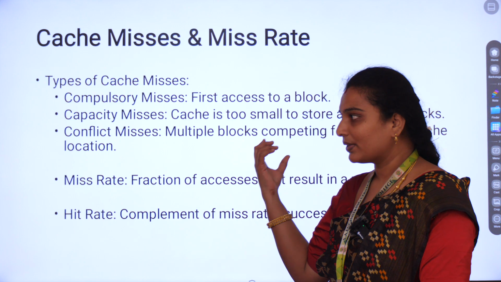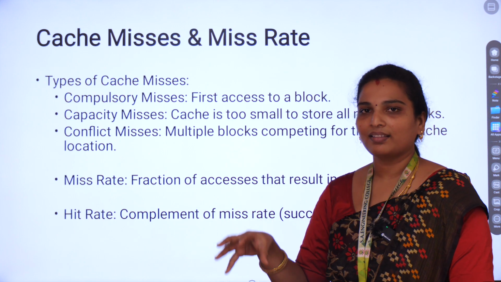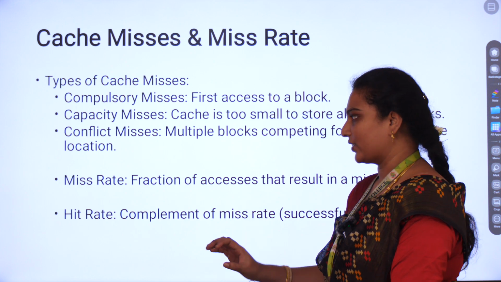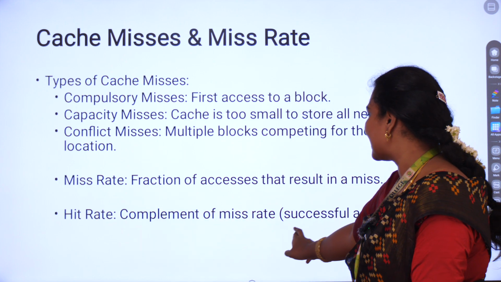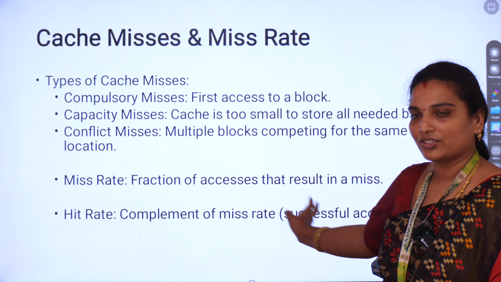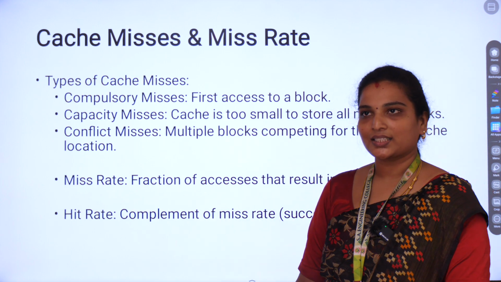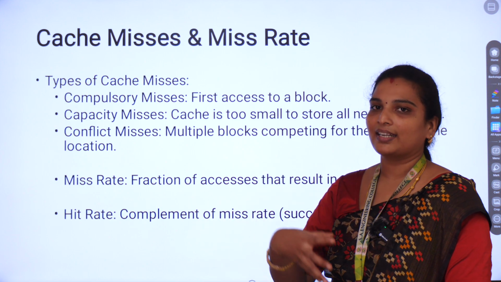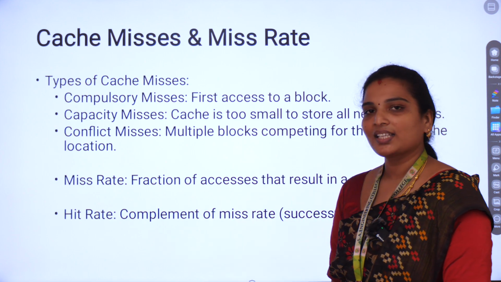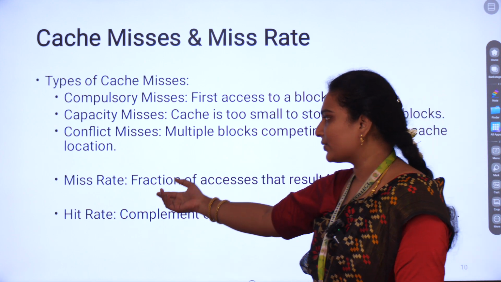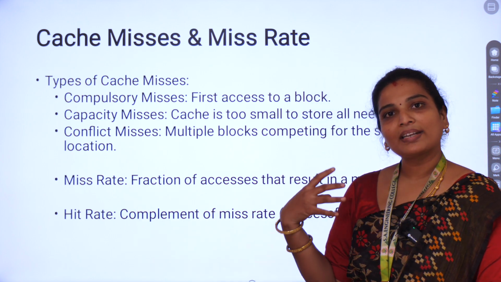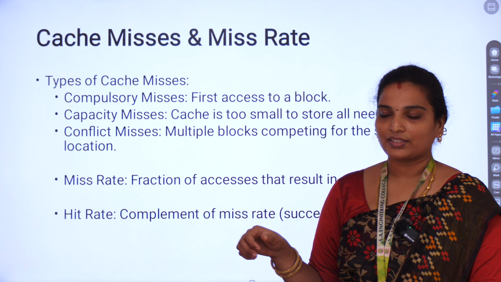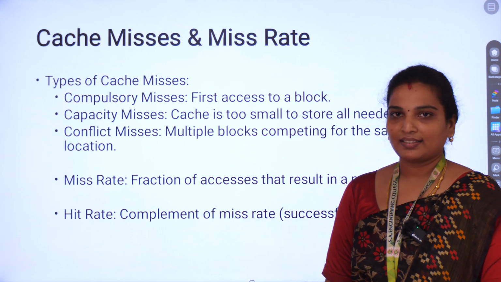If the CPU is able to locate the file in the cache, then it is considered to be a hit. That is the complement of miss rate, a successful access to the cache. If I am able to access the cache successfully and I am able to retrieve the data successfully, then it is called the hit rate. The next one is miss rate. So I am able to access the cache but I am not able to access the data from the cache. So this is considered to be a miss.